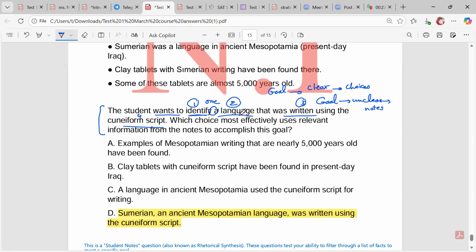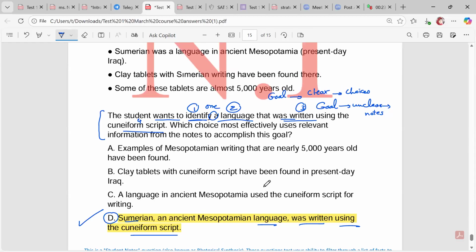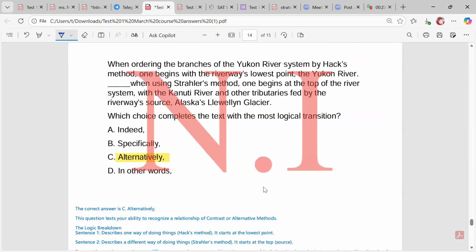Now here this is a clear goal actually. I want a language that was written using this kind of script. And most of you, mashallah, went for the right answer. Sumerian, an ancient Mesopotamian language. So this one is a language. Was written, yes, using, yes, the whole thing is there. Done, mission accomplished. So the other ones aren't fulfilling the goal. Okay, let's go for this one.